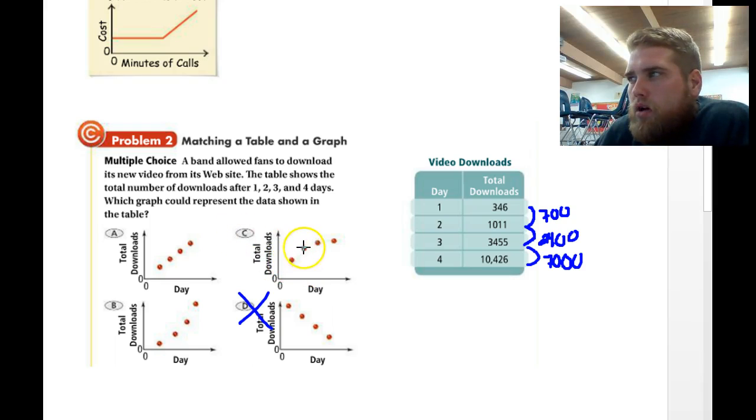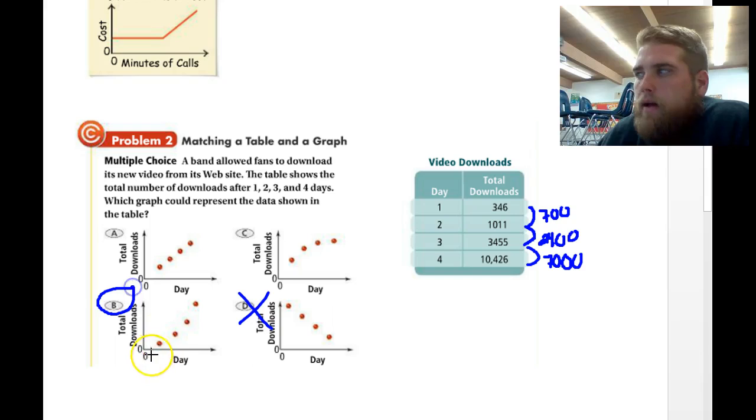C looks like we start off quick, but then we kind of stop. Do we stop here? No, we're growing even higher. So the correct answer is B, right? We start off slow. By day 2, we get a little higher, then woo, it gets way up there.